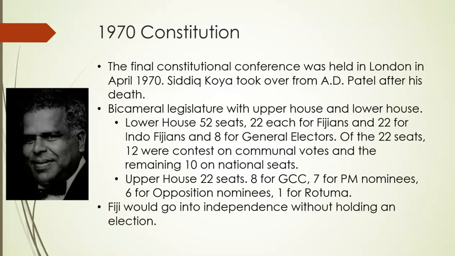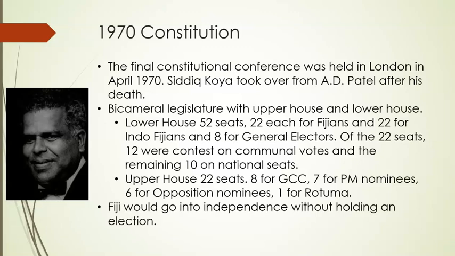In the lower house there would be 52 seats: 22 each for Fijians and Indo-Fijians, and 8 for general electors. This referred to all the other races within Fiji. Of those 22 seats, 12 were contested based on communal votes, and the remaining 10 would be open to national seats. So we still see here an agreement to hold on to an aspect of the communal voting. There were more concessions to the Indo-Fijian side, but communal votes were still preserved.